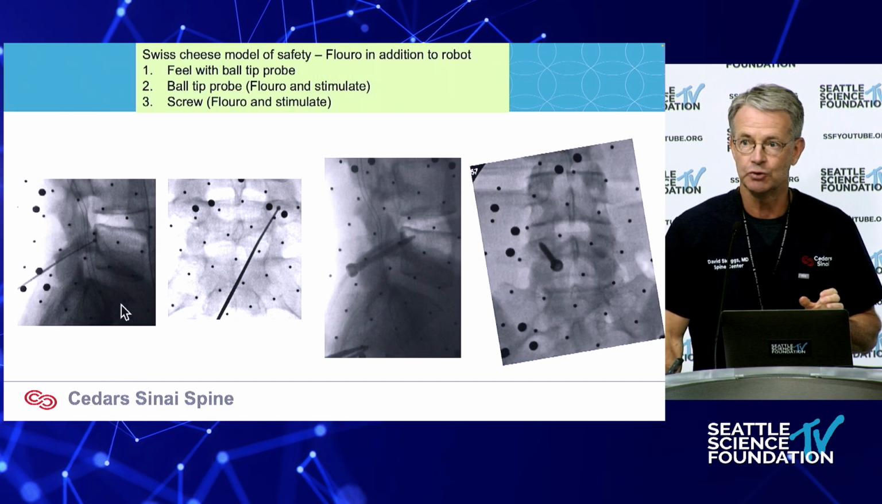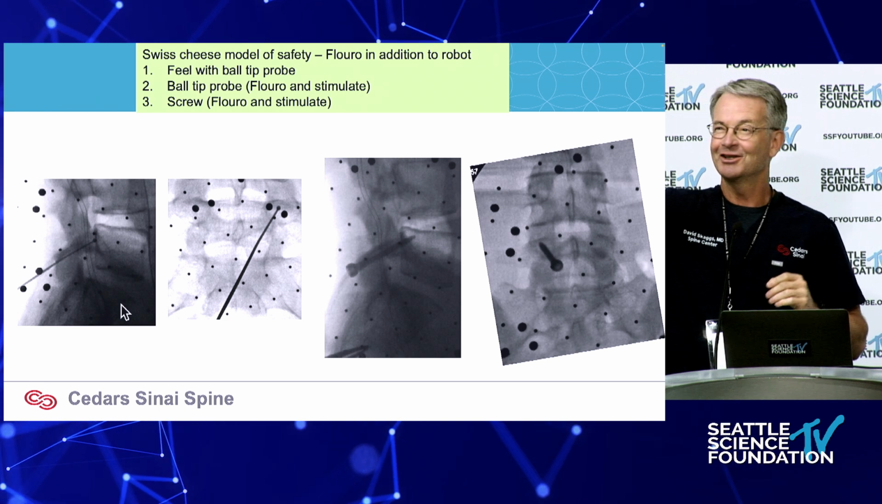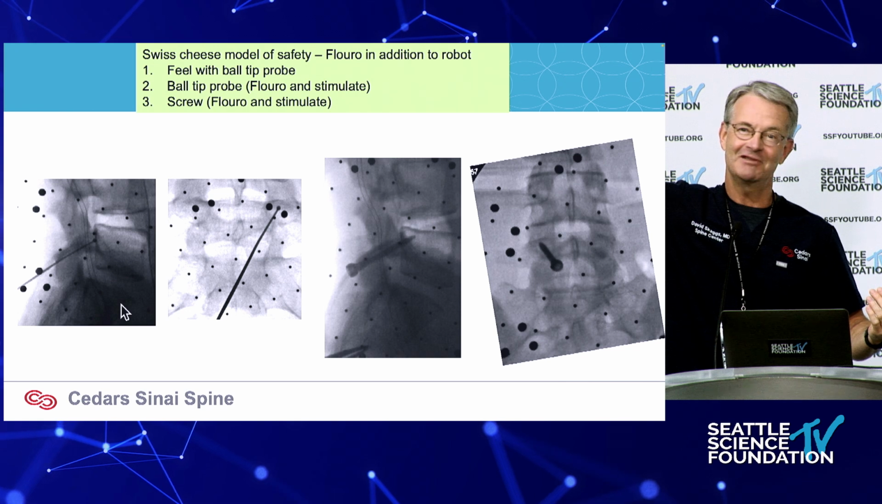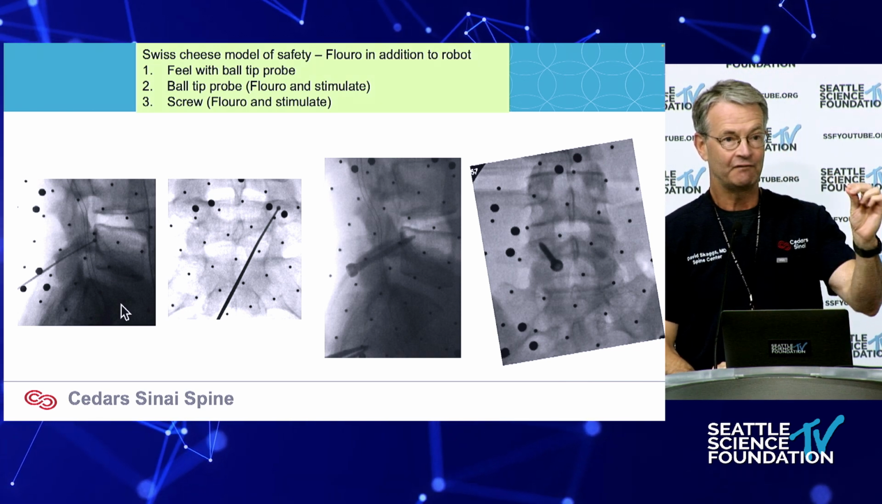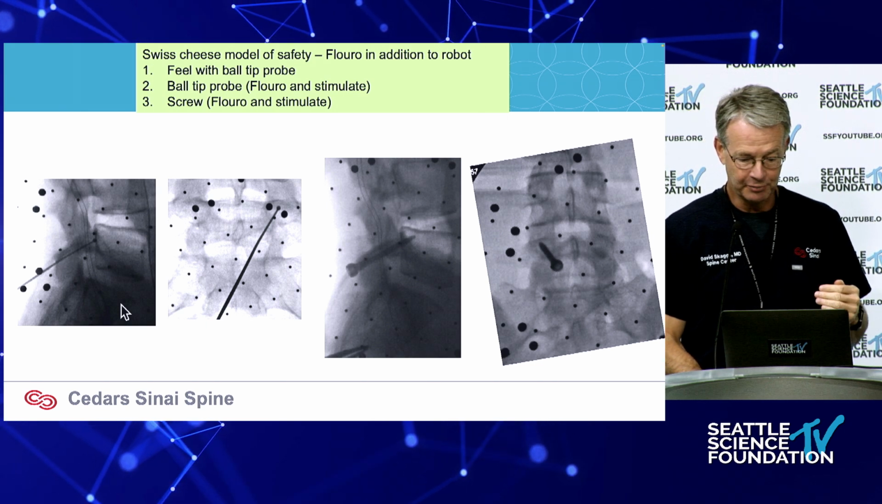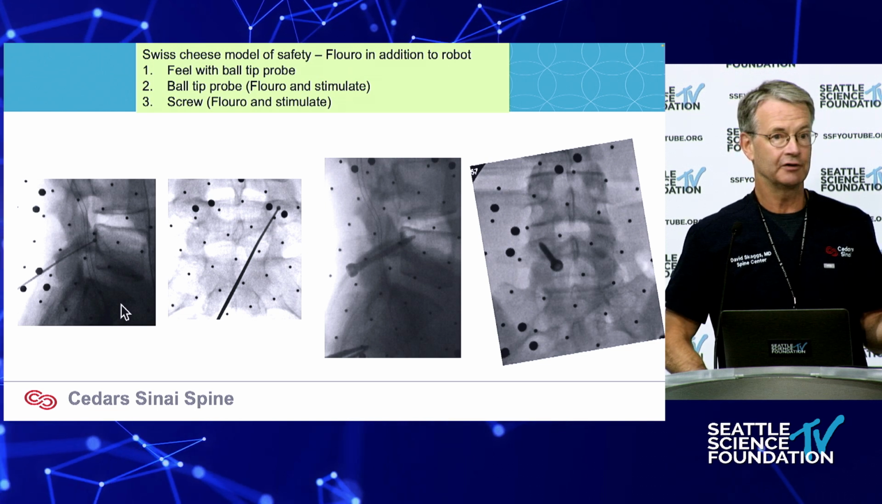And we want to have a Swiss cheese model of safety. More than once, I look at the screen, and the screw is in the perfect place. We check it with fluoro. It's not in the perfect place. So I think we want to check things with fluoro, feel the ball tip probe, get a fluoro machine in to make sure it's in the right place, and I stimulate the screws. Why not? Why not do every level of safety we can?